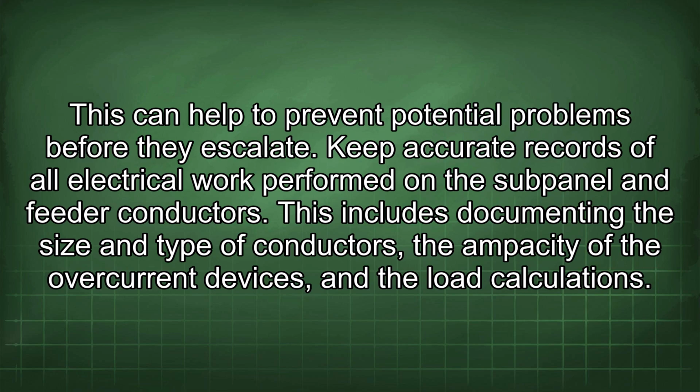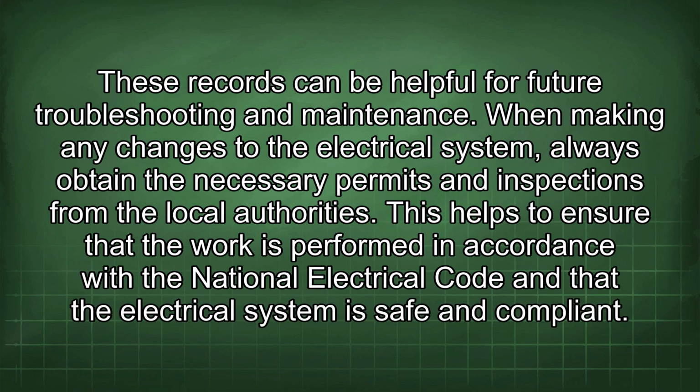Keep accurate records of all electrical work performed on the subpanel and feeder conductors. This includes documenting the size and type of conductors, the ampacity of the overcurrent devices, and the load calculations. These records can be helpful for future troubleshooting and maintenance. When making any changes to the electrical system, always obtain the necessary permits and inspections from the local authorities. This helps to ensure that the work is performed in accordance with the National Electrical Code and that the electrical system is safe and compliant.